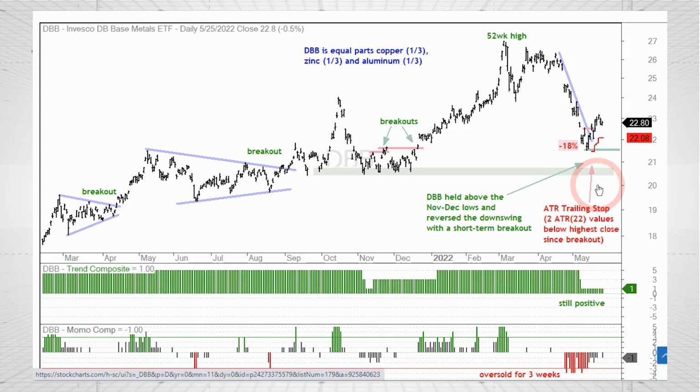And I'm using an ATR Trailing Stop here, and that's part of the Trend Investor Pro Indicator Edge plugin. I'll show you next when I use the Trend Composite. But it's basically two ATR 22 values below the highest close since the breakout. So it starts right here below this low, and you can see as prices move higher, it moves up, and it's currently at 22.08. So adding a buffer, I would say if we close below 22, that is going to negate that setup, that breakout, and call for a reevaluation.